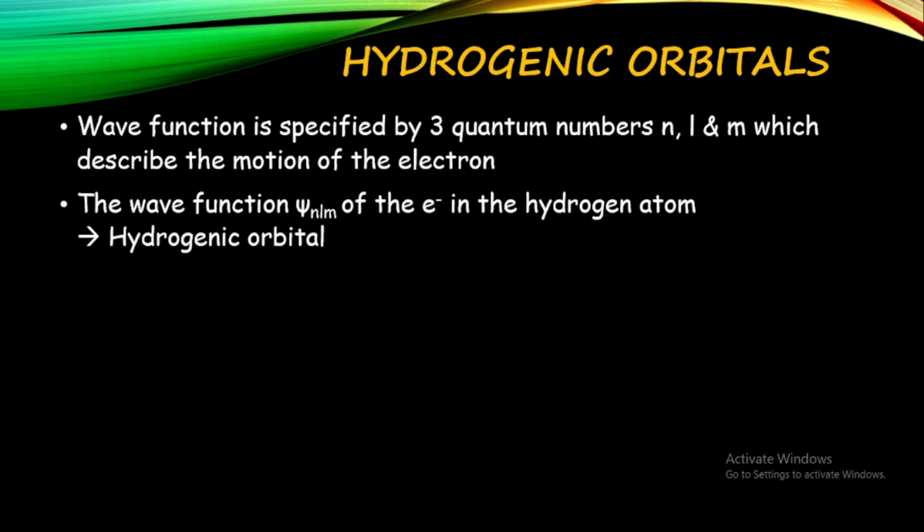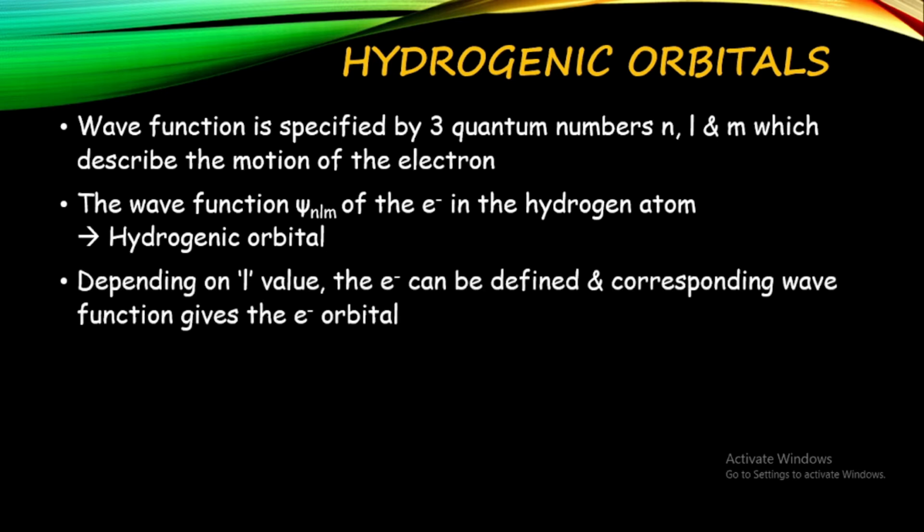The wave function denoted as psi n l m of the electron in the hydrogen atom is referred to as a hydrogenic orbital. So why is it named an orbital? Let us see. In a rough idea, depending on the wave function, which we have already derived in our previous classes, we can tell about the nature of the orbital, whether it is spherical or of any other kind. And when you have different values of quantum numbers, we can define different types of orbitals.